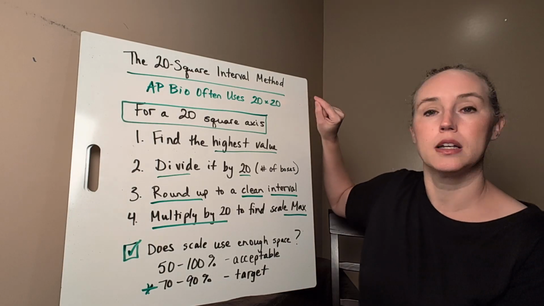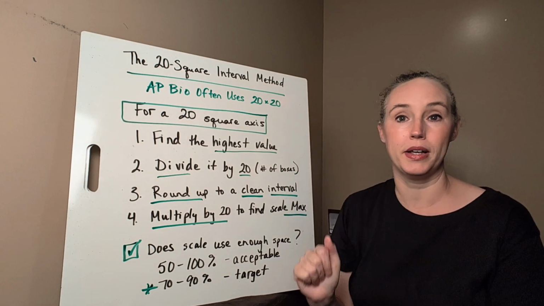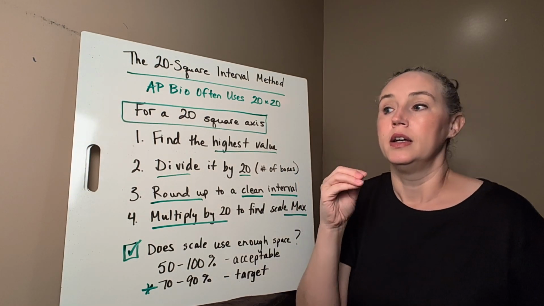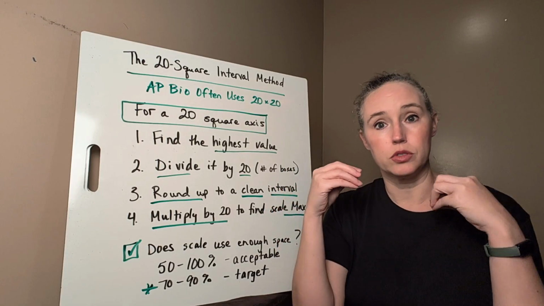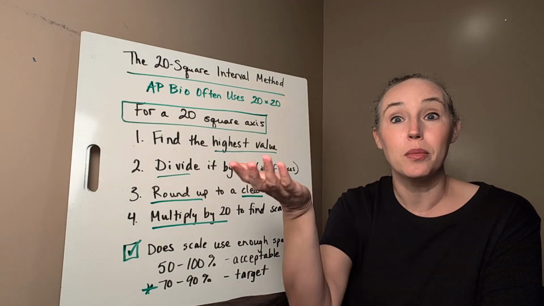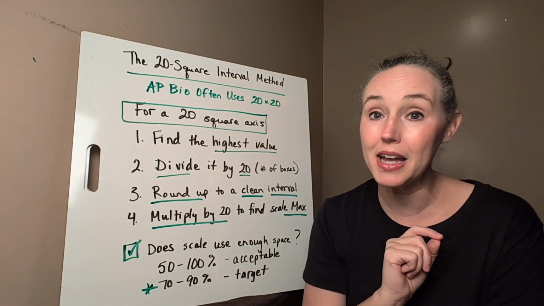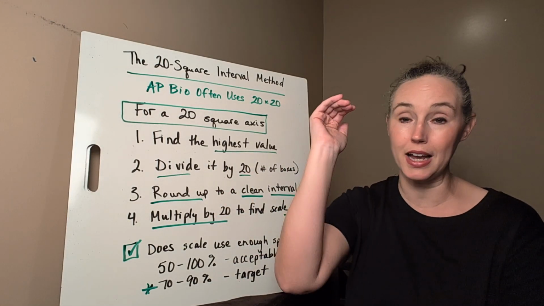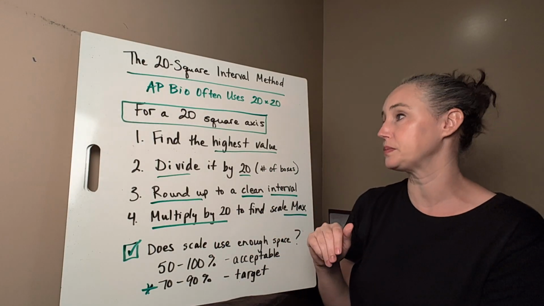So on the exam, AP Bio often uses a 20 by 20 square grid. Now, this method could be used for any number, like you just count your number of squares and put that number in place of 20, and it will work just the same. Even on the AP Bio exam, you do want to still count and be sure that it's 20 so that you're not assuming the wrong number.